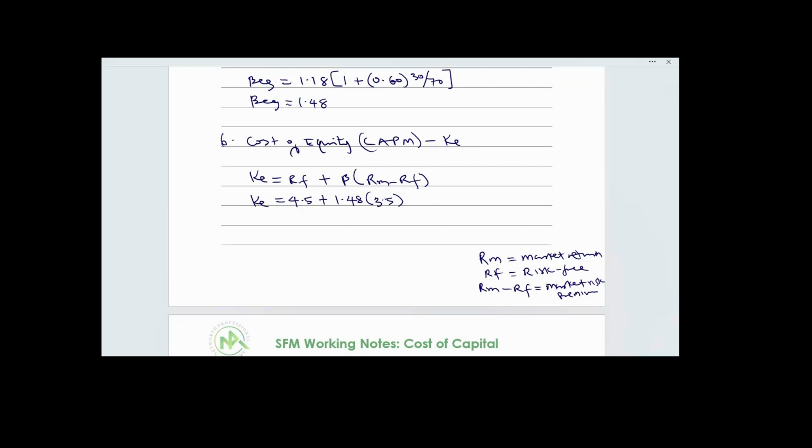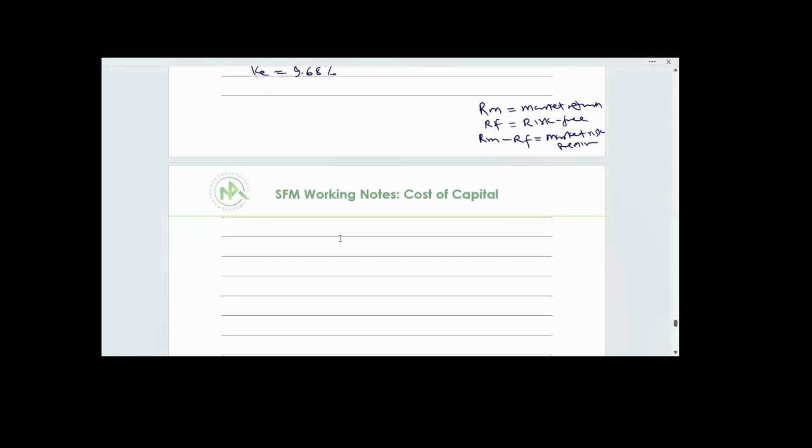So our cost of equity will then be equal to, bring out your calculator again, 3.5 multiplied by 1.48 plus 4.5, equals 9.68. So the cost of equity is 9.68%. Finally, I need to calculate WACC. We want to calculate WACC.